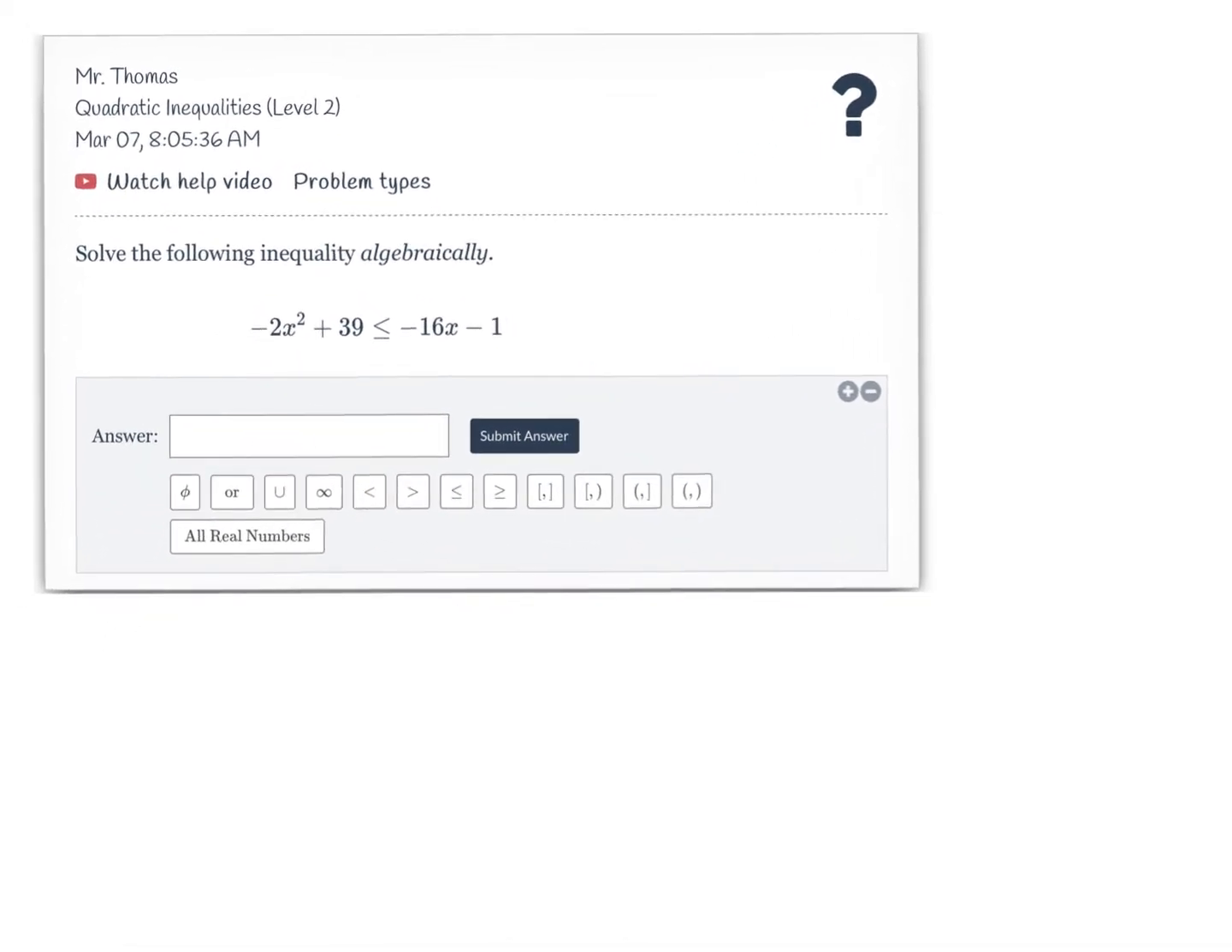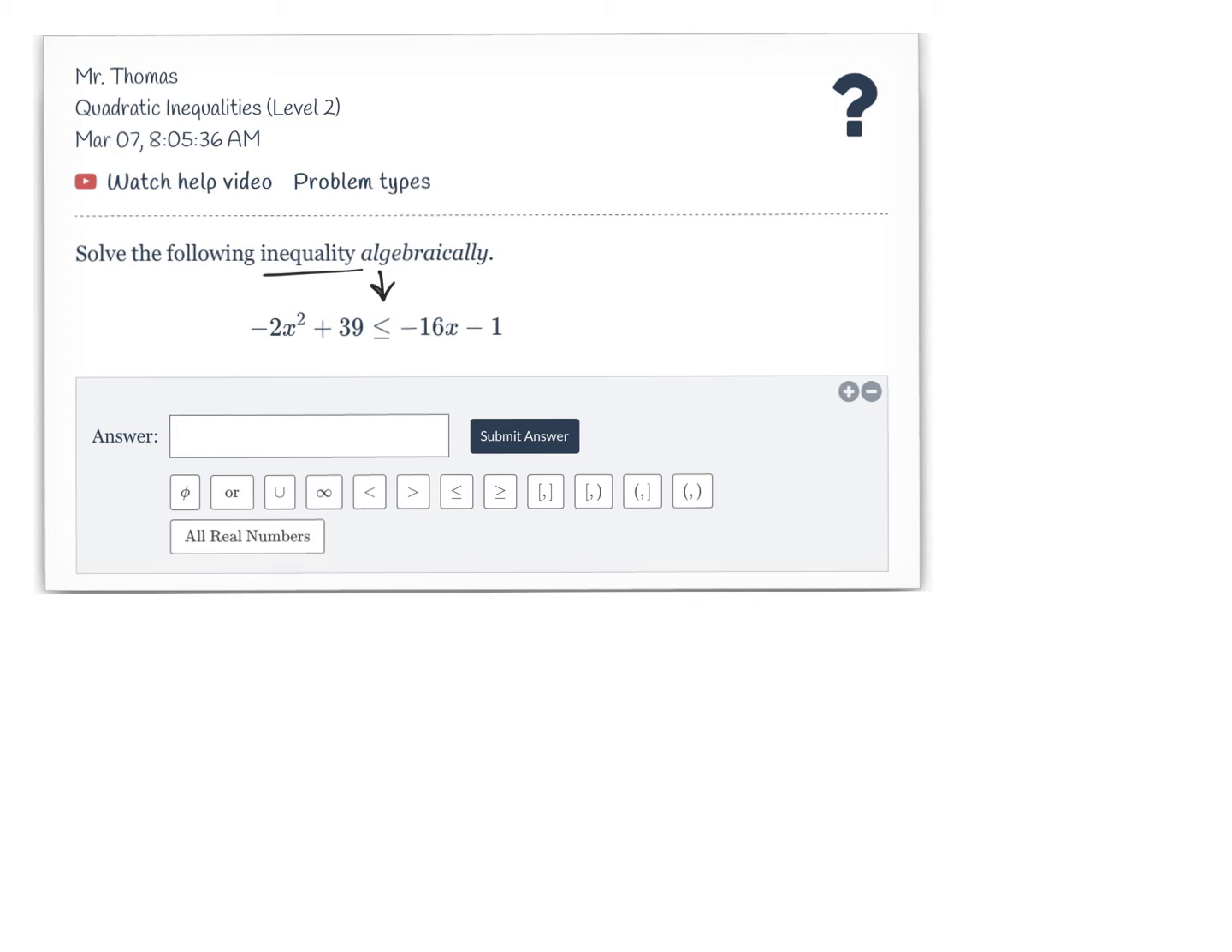Solve the following inequality algebraically. So it's definitely an inequality, because look, we got that inequality sign. Definitely looks a little different from the last problem. One important thing to know: this is a quadratic, actually. We want one side to be 0, okay? And I'm going to make the left side 0.